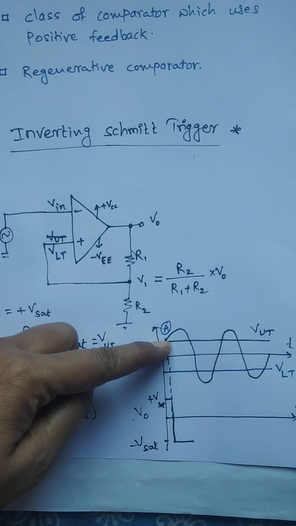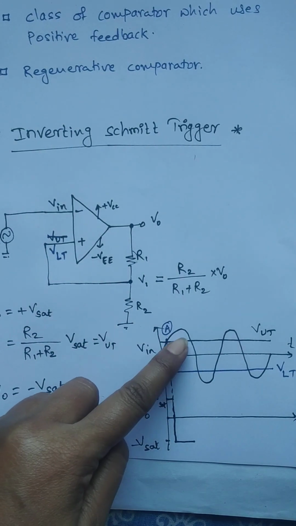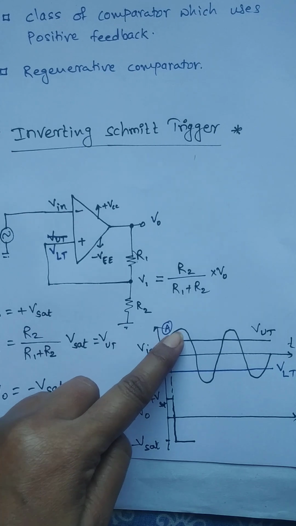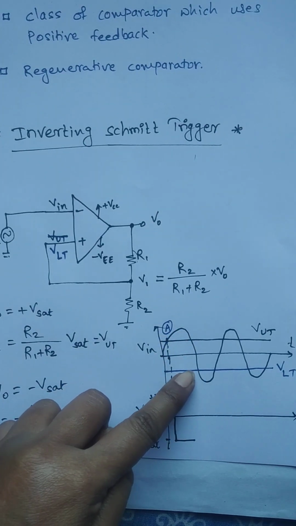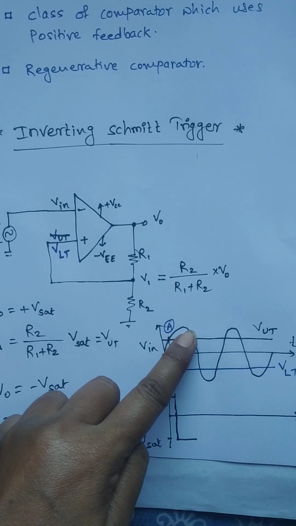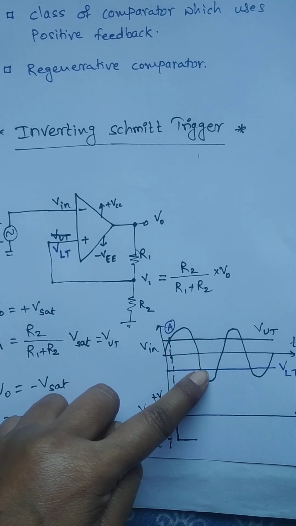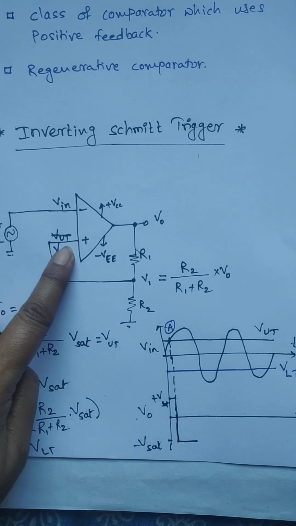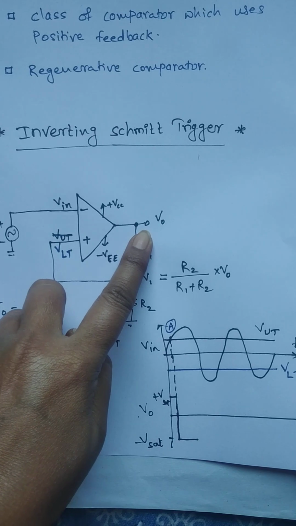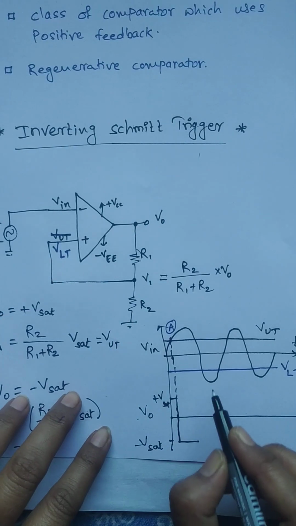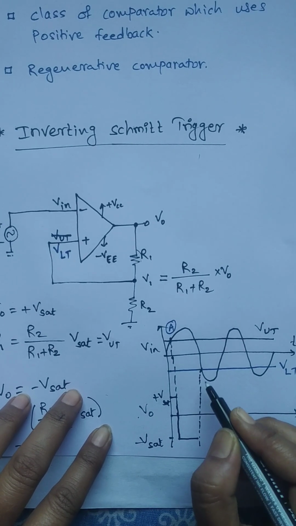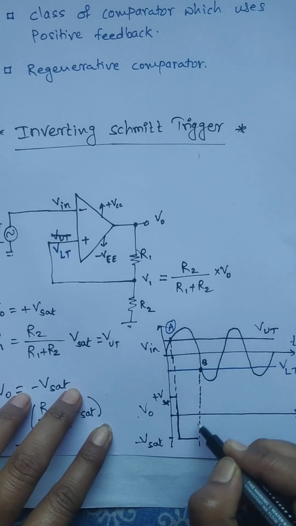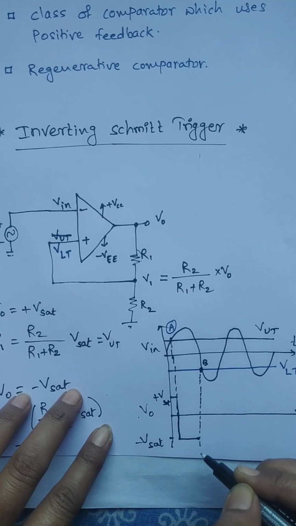That's it. Now you can see VLT is this line, V input is this. Now compare, starting from point A onwards. From point A onwards, V input is larger, and the VLT point is available here. As V input is larger than VLT, of course your output voltage will be minus Vsat. Up to this point V input is larger than VLT. That's why output voltage will continue to be minus Vsat.